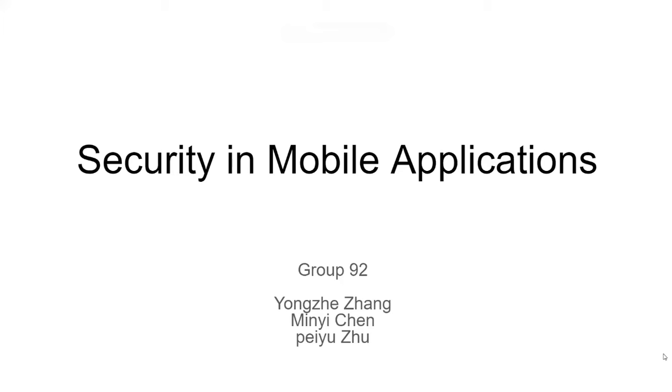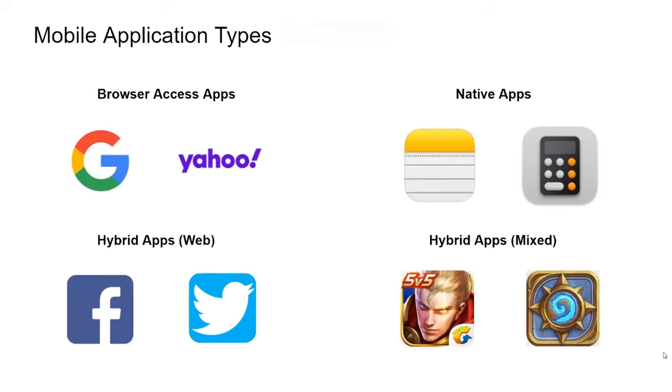Our topic is security in mobile application. First, let's introduce the four major types of mobile applications. The first one is browser access apps, which are not installed in the devices, but can be accessed through native browsers by entering the URL of the web. Because the app's data is not stored in the devices, the device memory size is not imperative. The examples are Google and Yahoo.